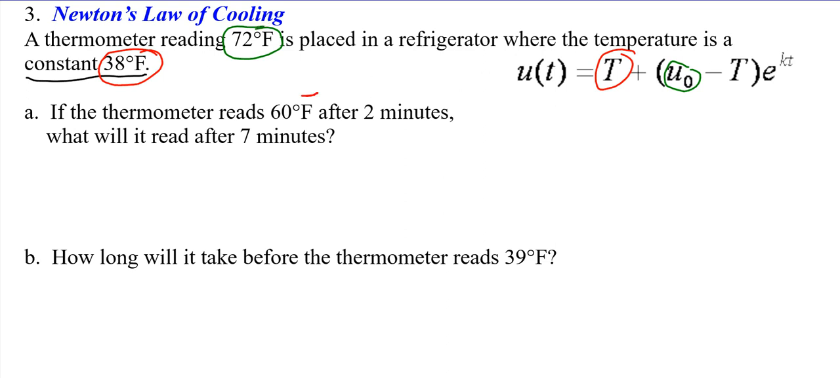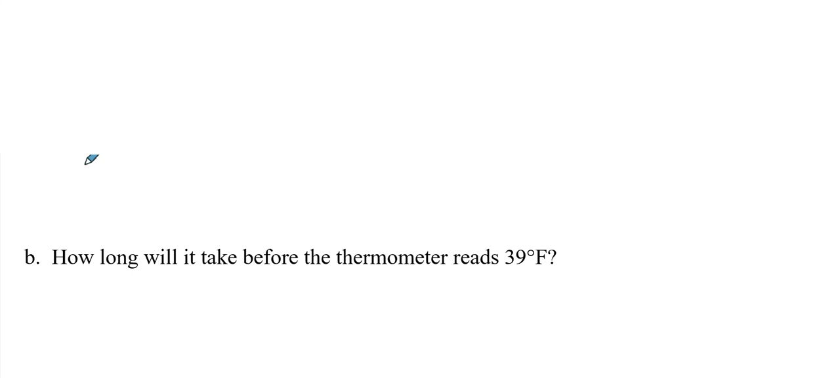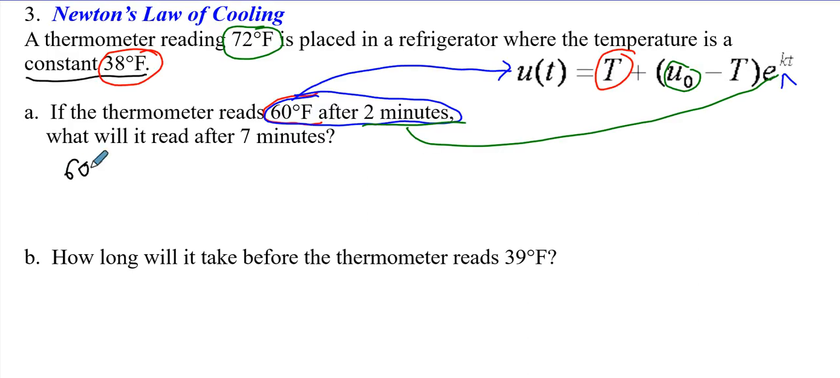So using this piece of information, let's go ahead and solve for our K because we're given a condition now. So 60 degrees is going to be our U of T, and 2 minutes is our time. So plugging all those pieces in, I'm going to get 60 is equal to 72.